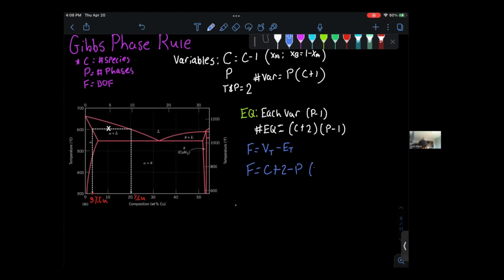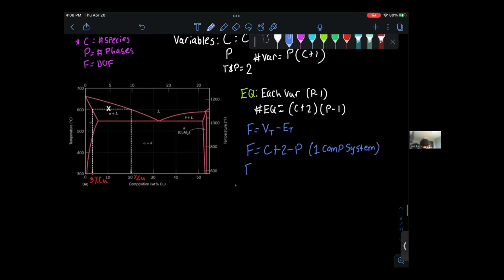This is for one composition system, because we can consider both P and T. But in binary systems, we have to consider only temperature as a variable, since pressure is constant. So we can have C plus 1 minus P for binary.